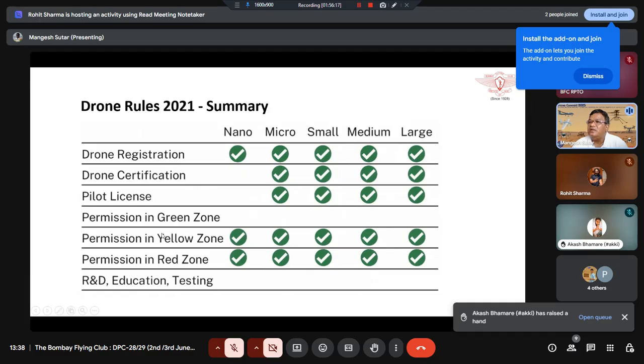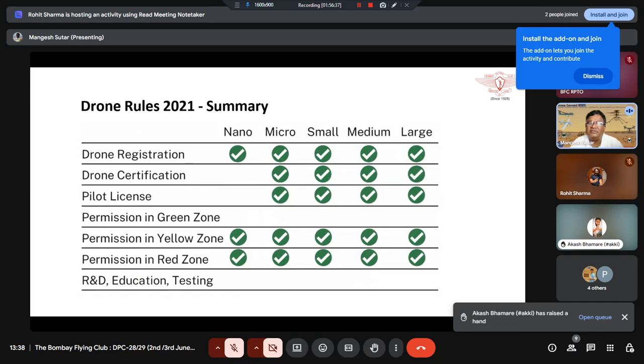Then permission. In the green zone, you don't require any permission. That's why there is no tick mark. But for yellow and red zones, yes, you require permission. If you are flying a drone for R&D, education and testing, you don't require permission. Yes, Akash, you have a question.